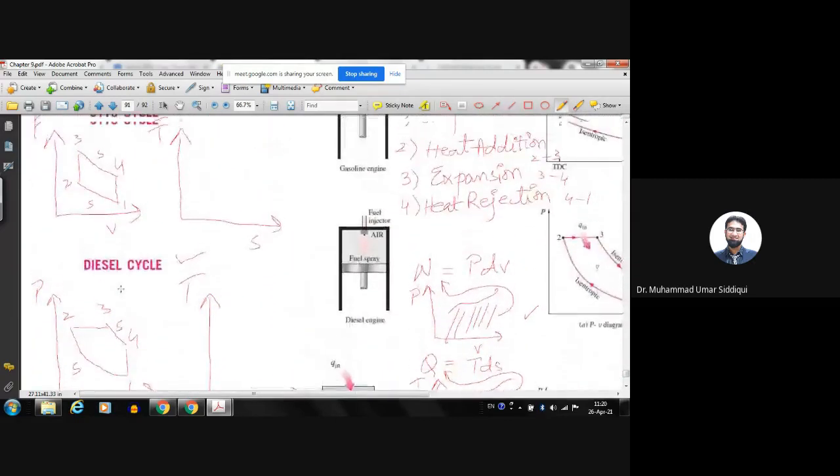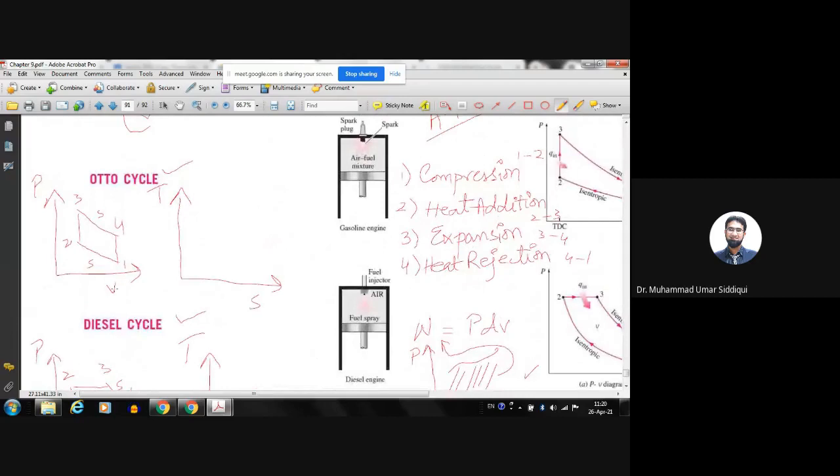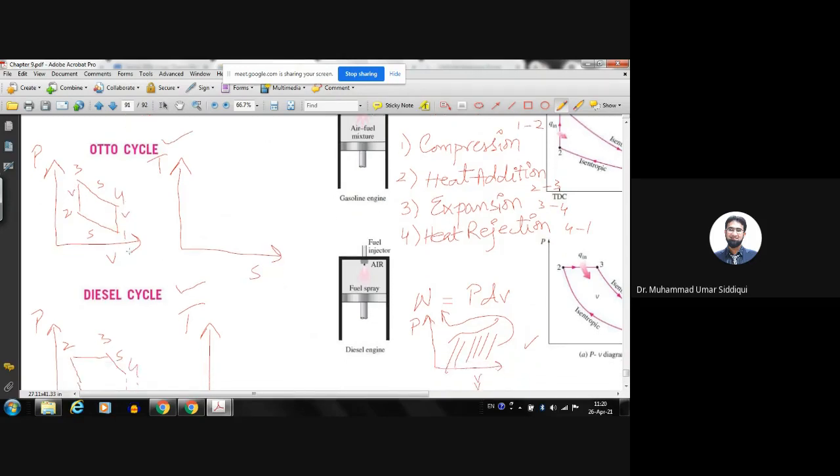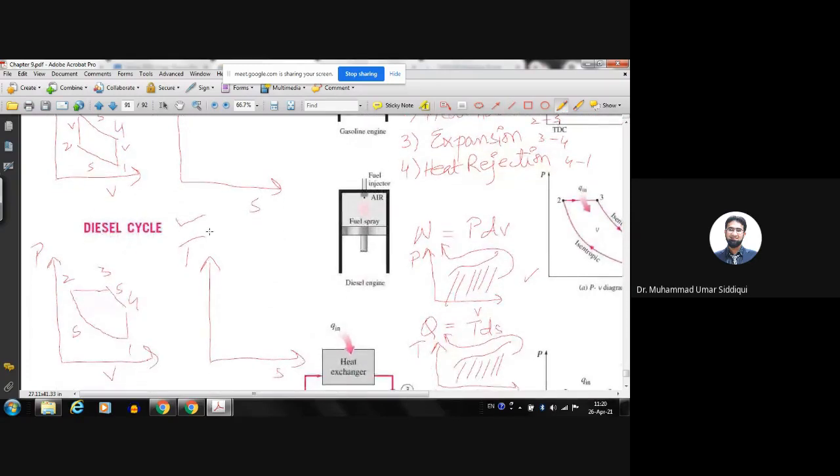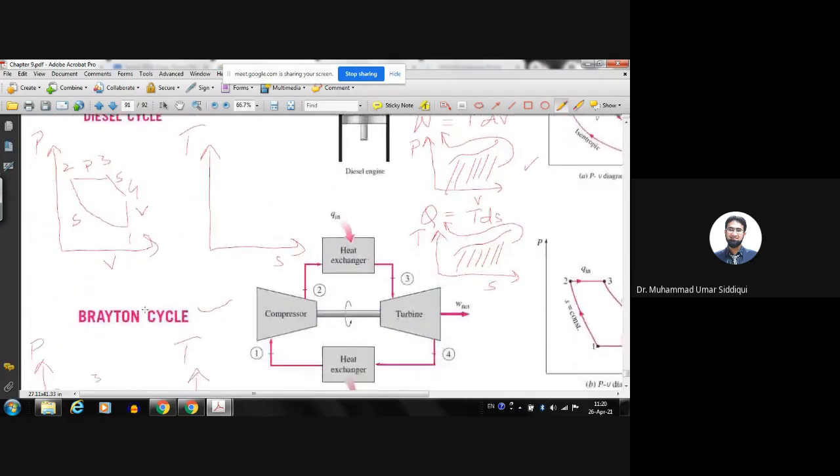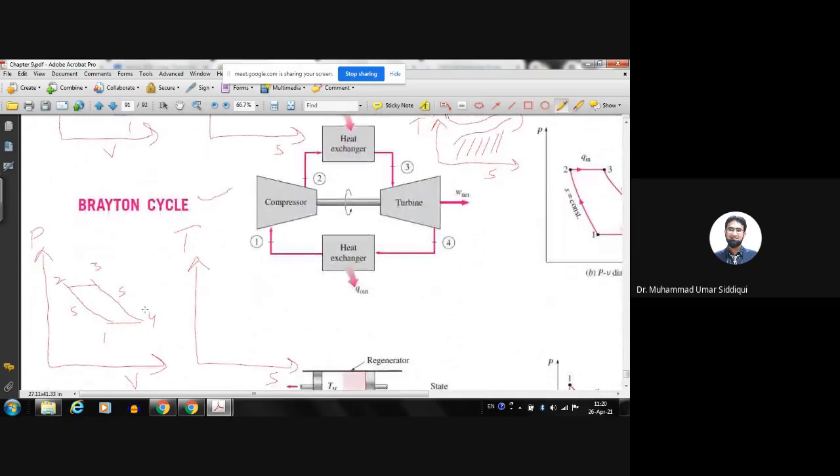The next thing is it's very clear if you look at the PV diagram. 2 to 3 is a vertical line, and 4 to 1 is also a vertical line. A vertical line in the PV diagram means volume constant. In the diesel cycle, whenever we have a horizontal line, it is pressure constant. So it's pressure constant here, volume constant here. And in the Brayton cycle, 2 to 3 is also a horizontal line, and 1 to 4 is also a horizontal line, so we have pressure constant.